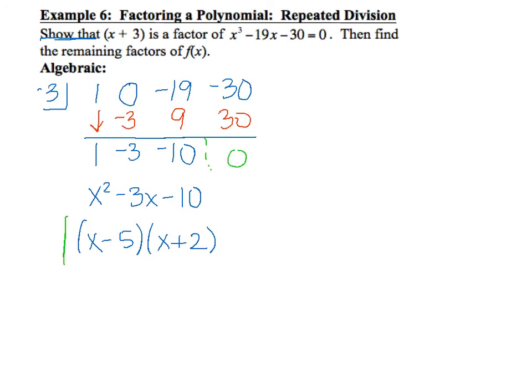Do not set this equal to 0. If you set each of these equal to 0, you would find x equals 5 and x equals negative 2. It's asking for the remaining factors, not the zeros. So just the factors, and then you should be good.